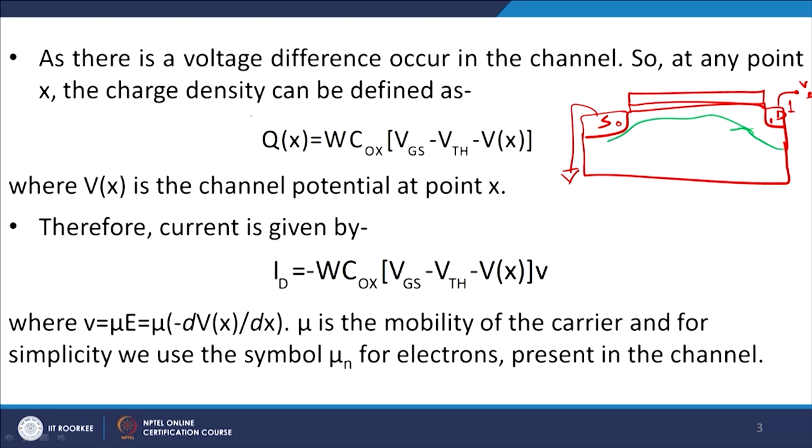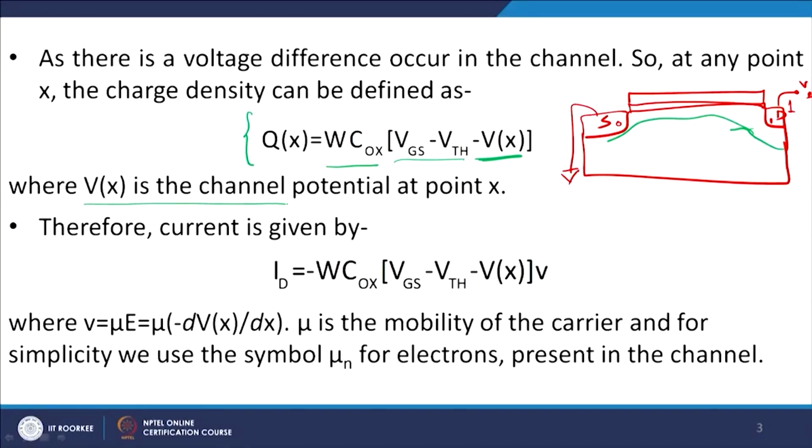Then we define Q of x. Q of x, the charge at any point x, is equal to W into C oxide, for obvious reasons, into VGS minus VTH minus Vx. Why minus Vx? Because this is the voltage formed because of the charge carrier, so that has to be subtracted, where Vx is the channel potential at any point x. So let us suppose at this point x you have 0.6. You have to subtract: VGS minus VTH minus 0.6. Why 0.6? Because 0.6 is just required to form the depletion region.